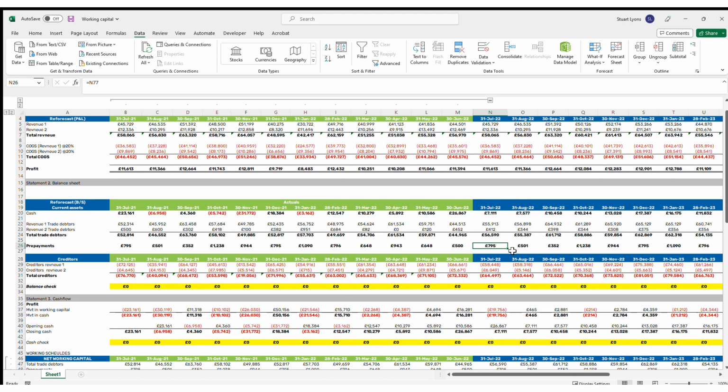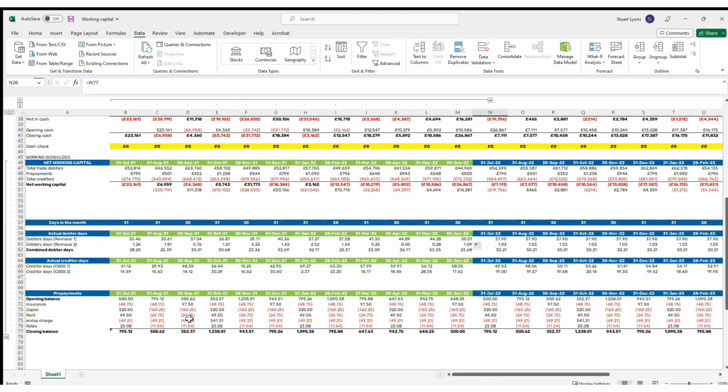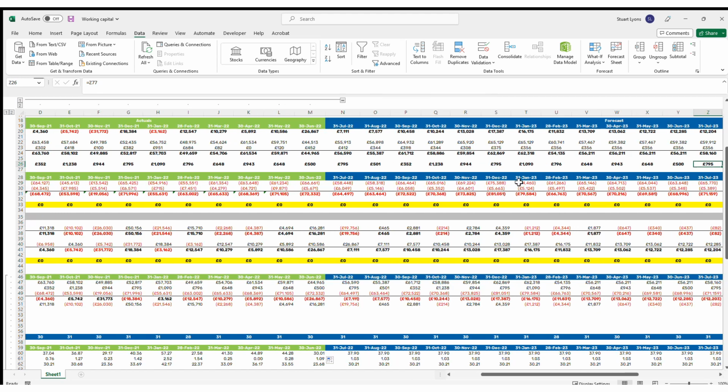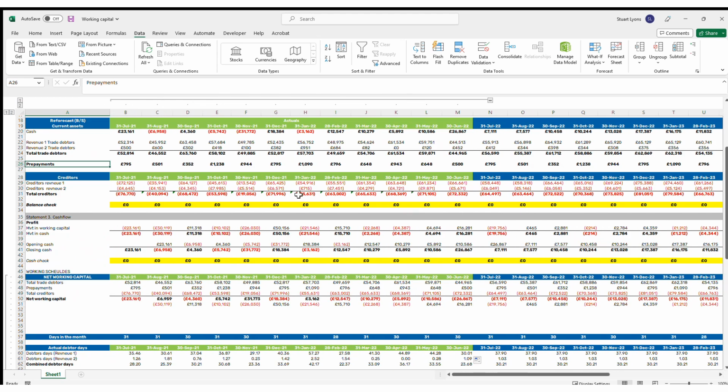We've got our prepayments, which is really straightforward because we've got our own prepayment schedule and we've looked at the historical data, and that's allowed us to create our look forward prepayment schedule. The last thing that we need to do, which is obviously missing, is our forecast cash. So how do we do our forecast cash?